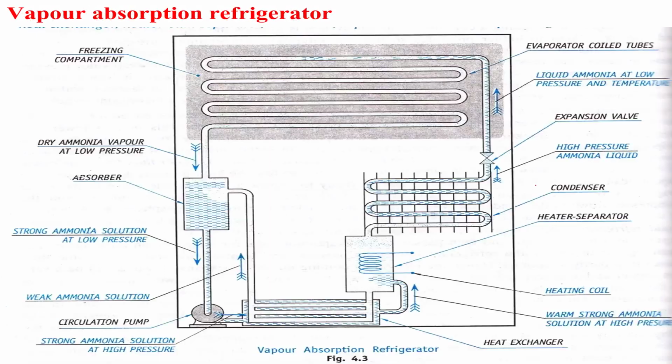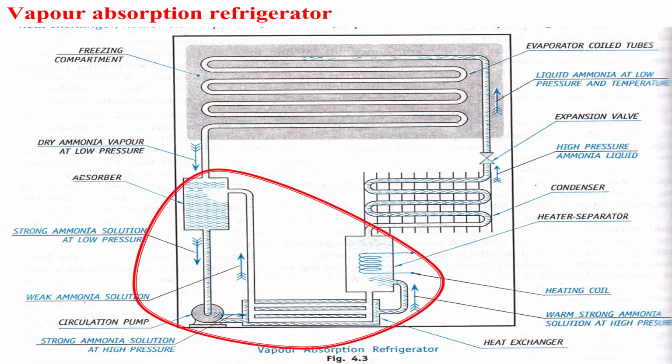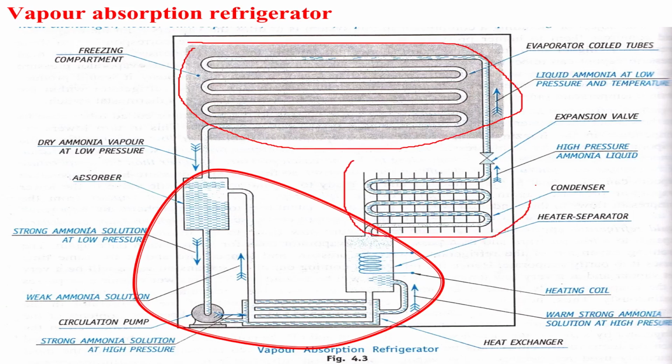Next, we will see about the vapor absorption refrigeration system. So the working principle is almost the same. Again, it consists of similar 4 elements, but one thing is the compressor part is replaced by this setup. All other things remain the same. See here, the evaporator space to be cooled remains the same. Then the condenser which rejects the heat to the atmosphere remains the same. Throttle valve or expansion valve remains the same.